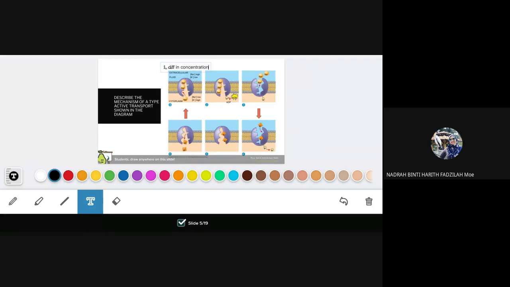Okay, so kita bermula dengan cerita difference in concentration. Macam mana saya tahu difference in concentration? Cuba tengok pada gambar. Gambar ni dia label, nombor 1 dia label dekat mana extracellular fluid, dekat mana cytoplasm. That is number 1.